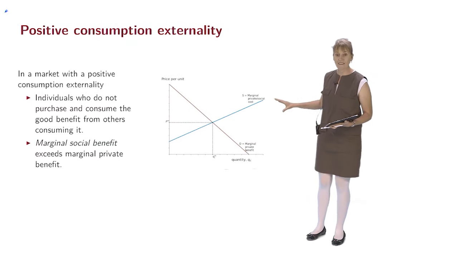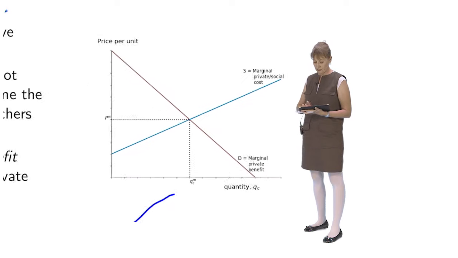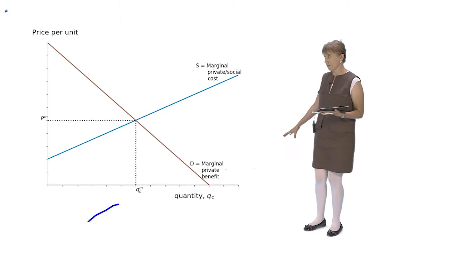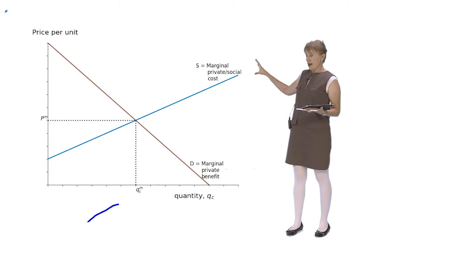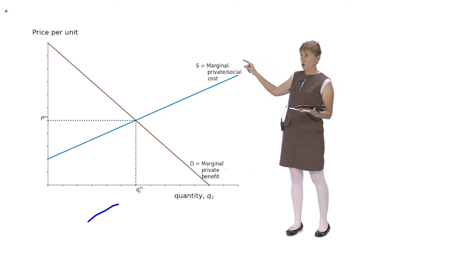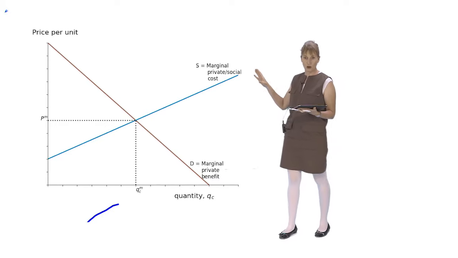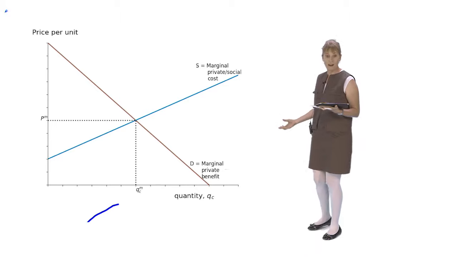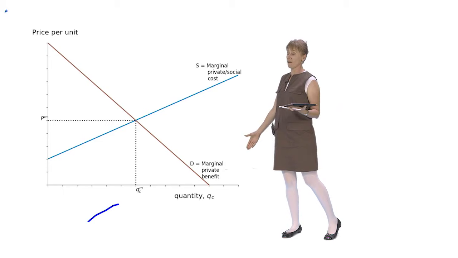Now, I'm going to zoom in so we can take a good look here. We have a supply and demand graph for just the market. Since we're going to talk about a consumption externality, it doesn't have anything to do with producers. So marginal private cost is going to be the same as marginal social cost. And here our demand curve is marginal private benefit. And this is still true. Demand is equal to marginal private benefit.